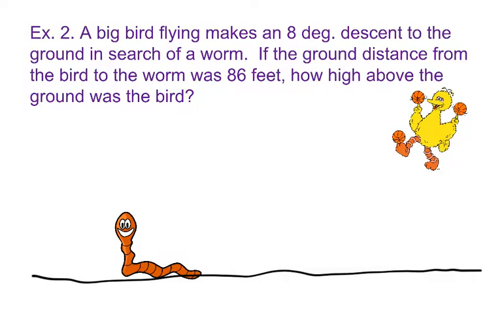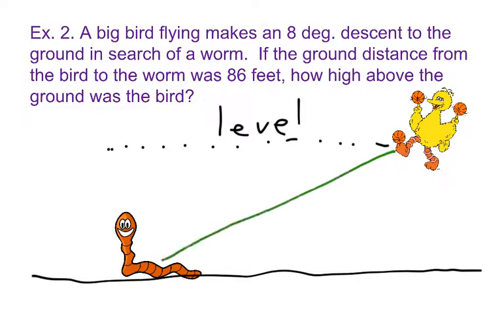So I'm going to draw my picture. It's an 8-degree descent, so that means from level. You can think like from eye level. So from level or parallel to the ground, it's going to be an 8-degree descent. And that's actually going to be a much more acute angle than what I drew, but we're just drawing a picture. So that's 8 degrees. And remember what this makes? It makes a right triangle. If I connect the bottom of that up to the level, that makes a right triangle.